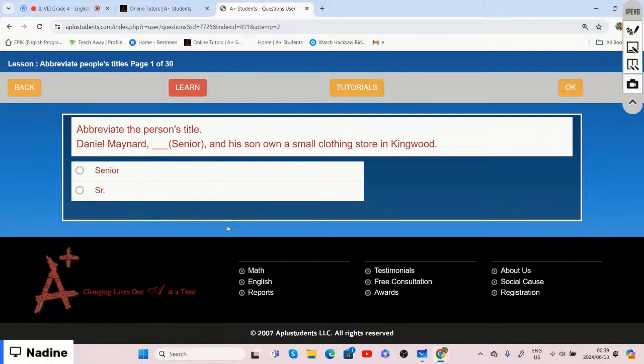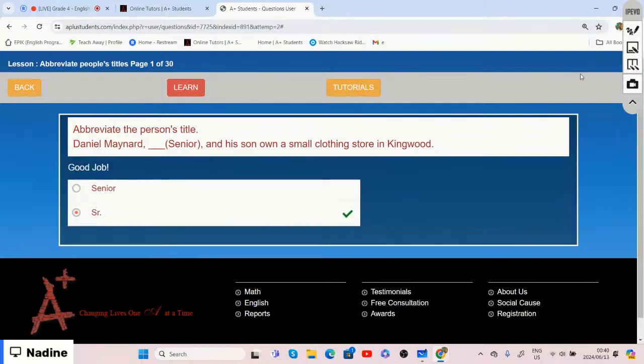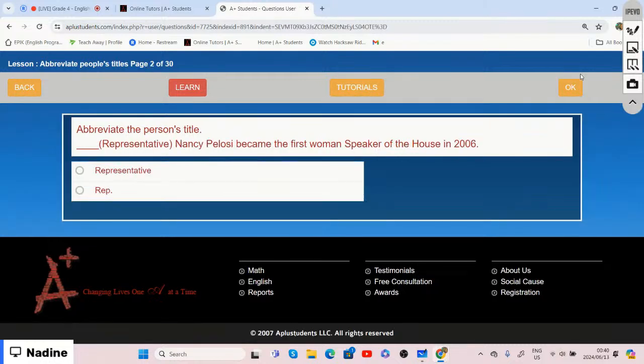So we say Daniel Maynard, Senior, and his son owns a small clothing store in Kingwood. How do we abbreviate the word senior? Yes, so senior, don't forget the period at the end of that word, right? But well done. Senior, which is SR period, is our correct answer.